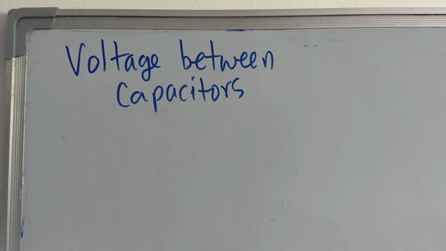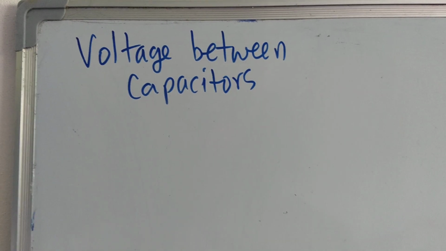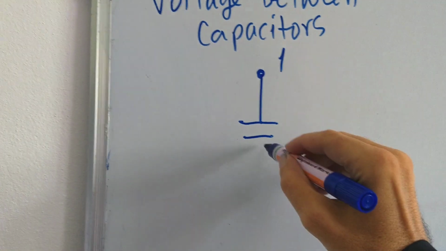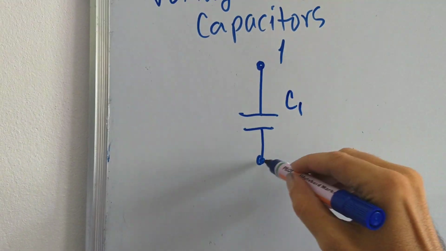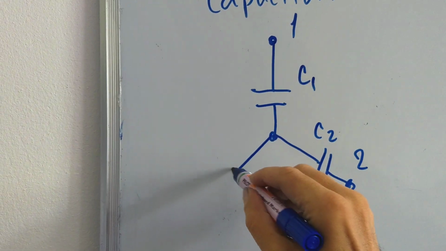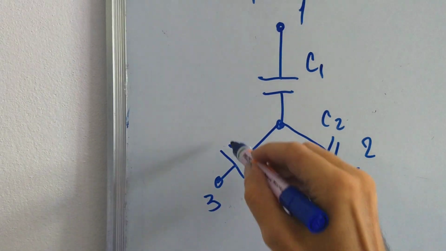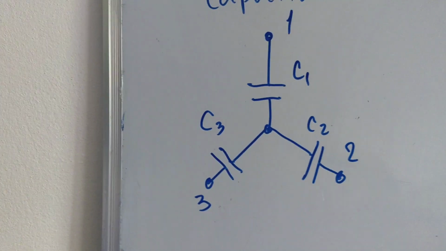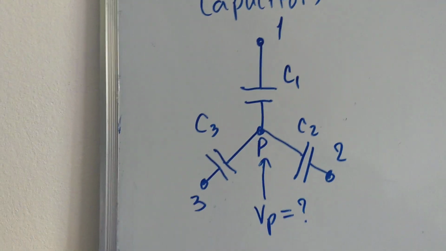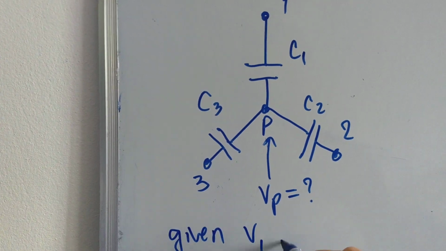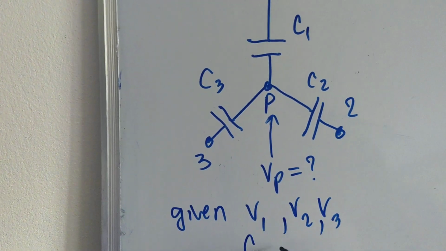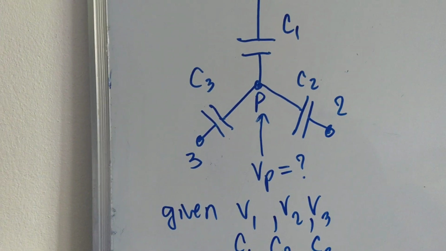What is the voltage in between capacitors? Namely, 3 capacitors. So we have one terminal, capacitor 1, C1, and then capacitor 2, terminal 2, capacitor 3, terminal 3. Very beautiful setup. And the question is, what is the voltage at point P? We are given the voltages V1, V2, V3 at these terminals, and we're given the capacitances C1, C2, C3. What is VP?